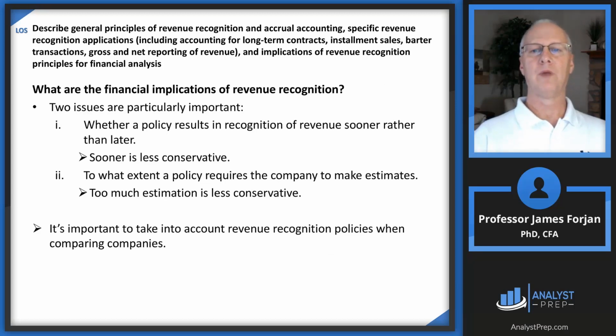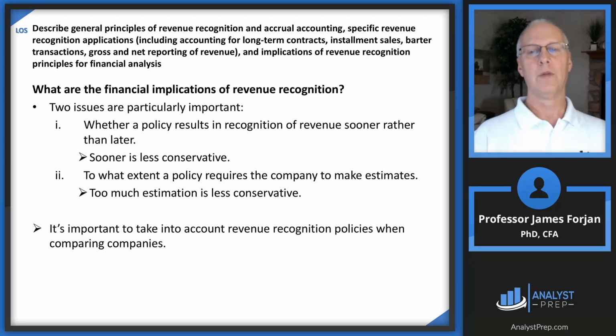All right, how about revenue recognition and the financial implications? So let's think about this. If companies make decisions that tend to recognize revenue a little bit earlier or a little bit later, or if the company has to make some estimates based on paying a little bit earlier or later, that has implications for the bottom of the income statement. And so there are 2 issues here. If a policy results in revenue recognition sooner rather than later, we call that being less conservative. And if there are lots of estimates, we call that less conservative as well.